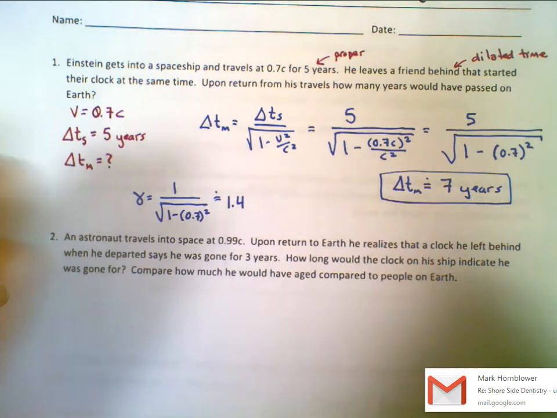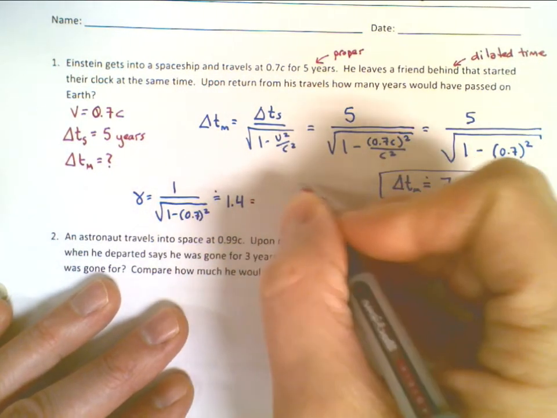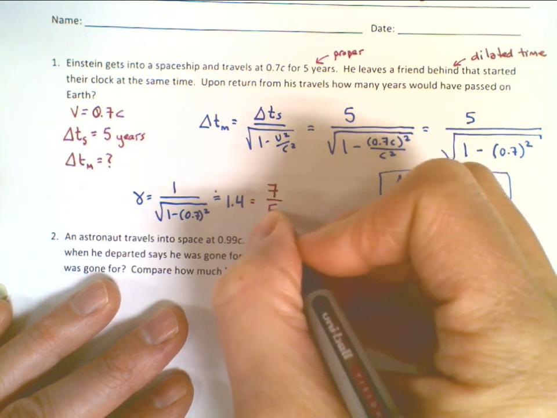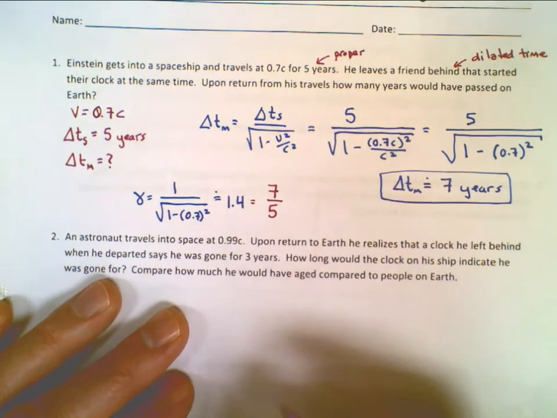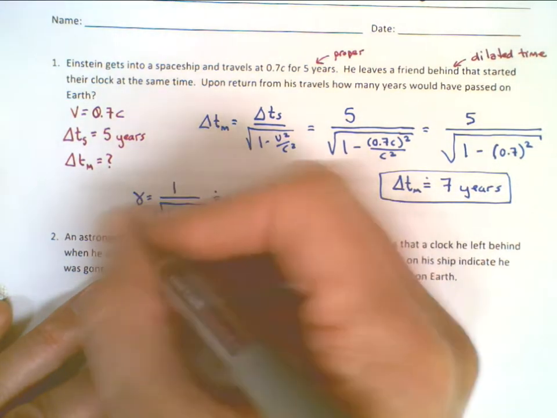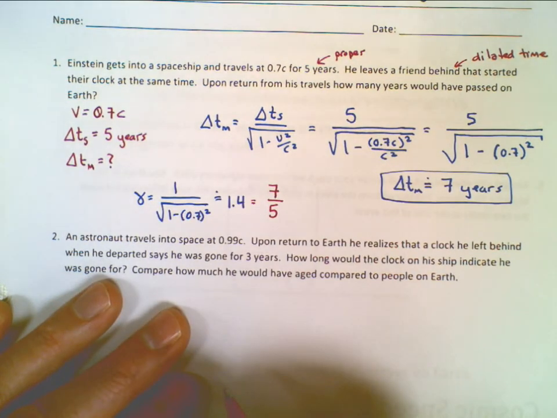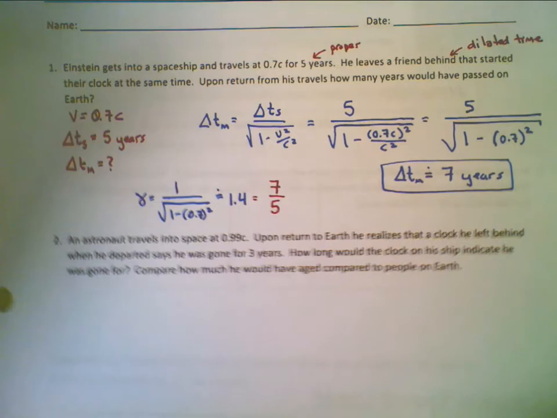If I do 7 divided by 1.4, I get 5. So it's really interesting to think about the gamma factor. And remember, that's a ratio of the delta Tm over delta Ts. So 7 over 5 gives you the 1.4. So knowing the gamma factor is nice because it's just a multiplication factor that helps you with that. So I mean, you could have seen that up there.